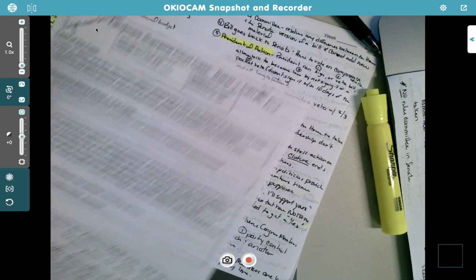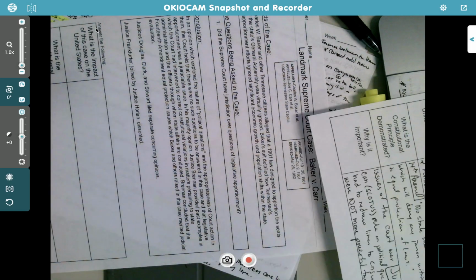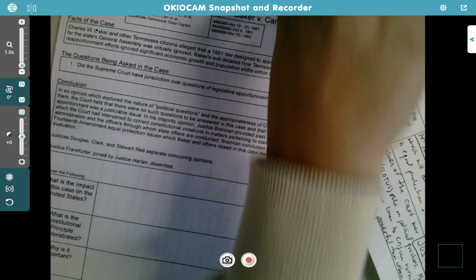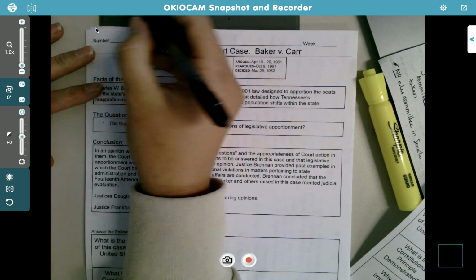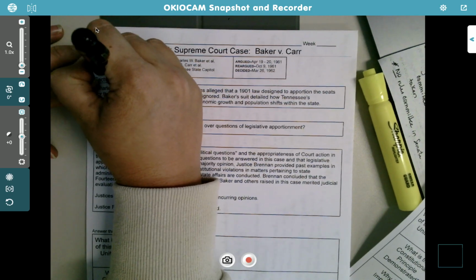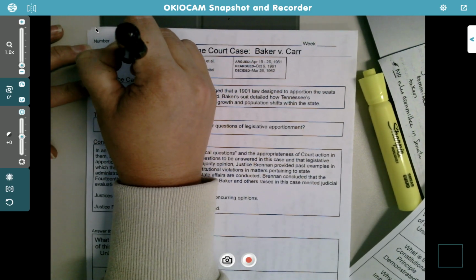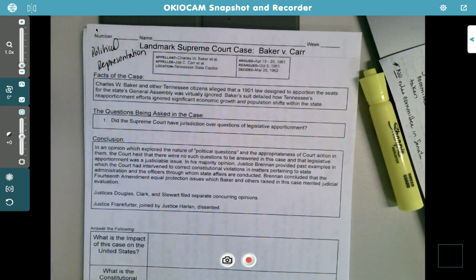Baker versus Carr. Let's start it. That way it makes our lives a little easier. Don't all your classes move this fast? Is this literally the only one? This whole case is about political representation. Why would I want us to waste time if we can do it together? Political representation is what this is all about.